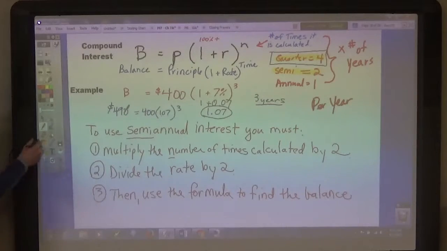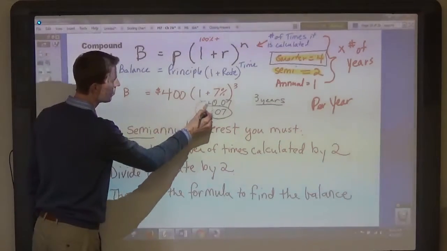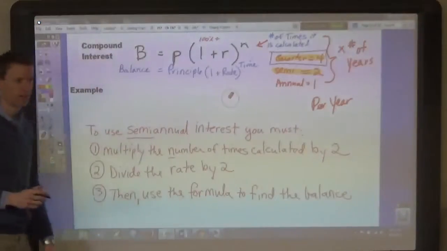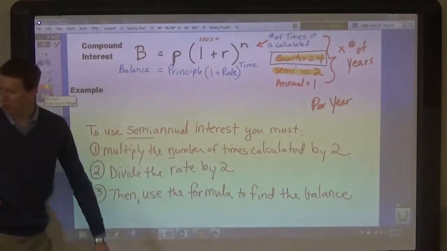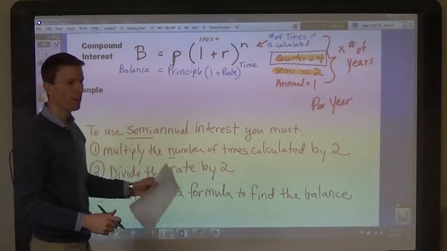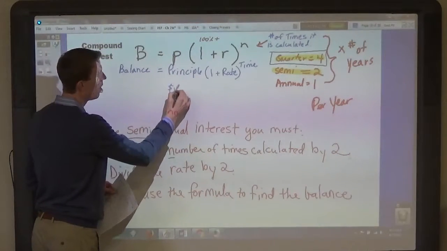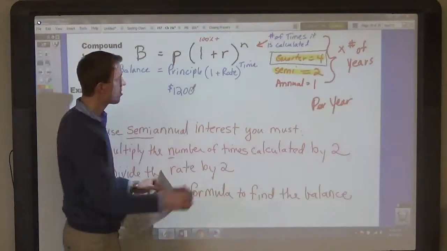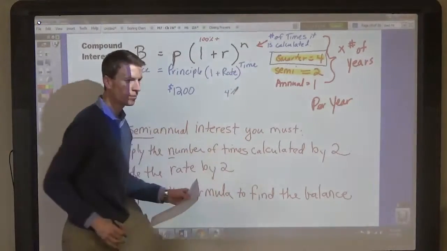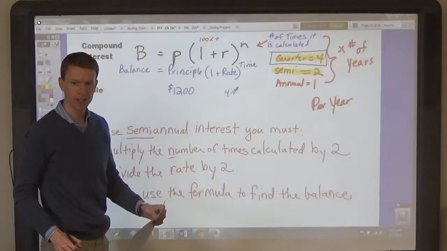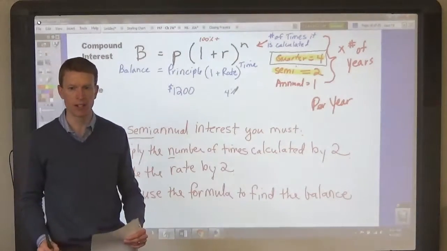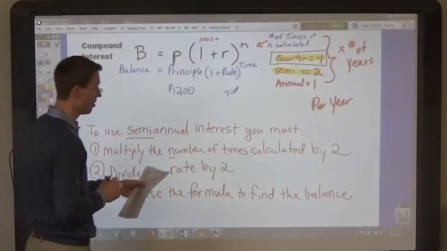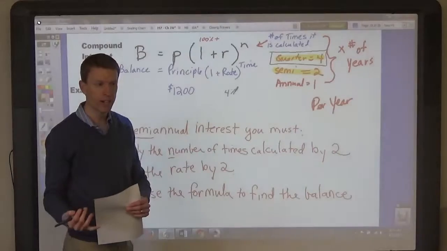All right. Skip to number 3. We're going to do another example, and I'm going to let you work on this, okay? In number 3, it says that we're starting with a principal amount of $1,200, and we're going to be paid 4% semi-annually, which means how many times per year? Yeah, 2 times per year for 2 years.